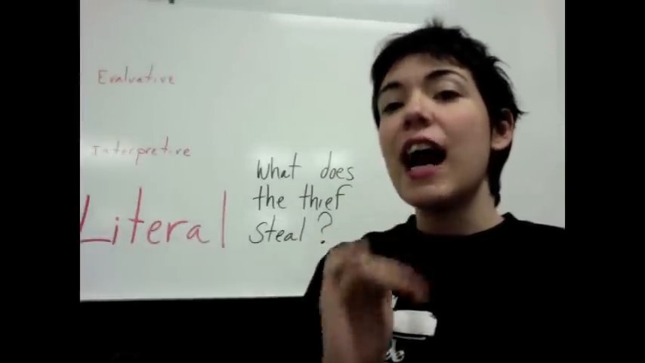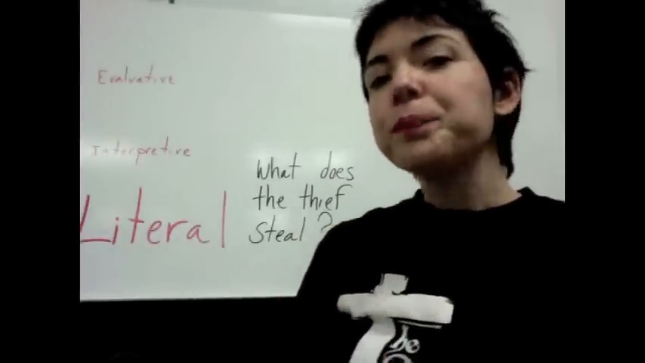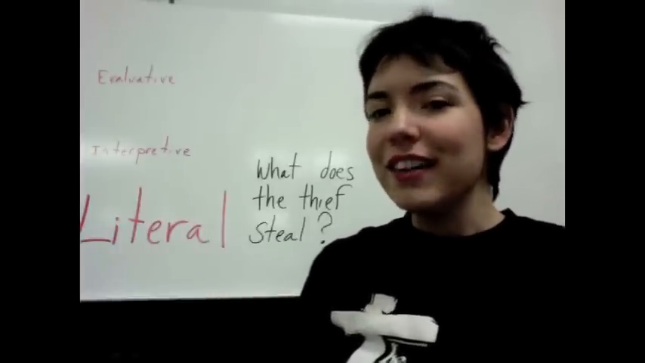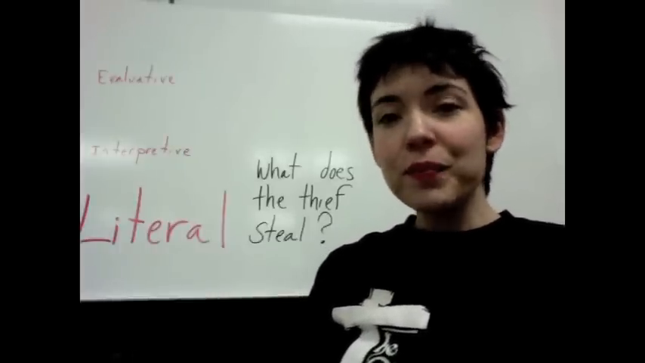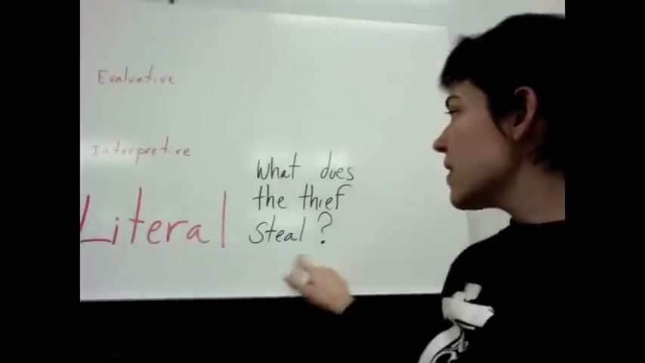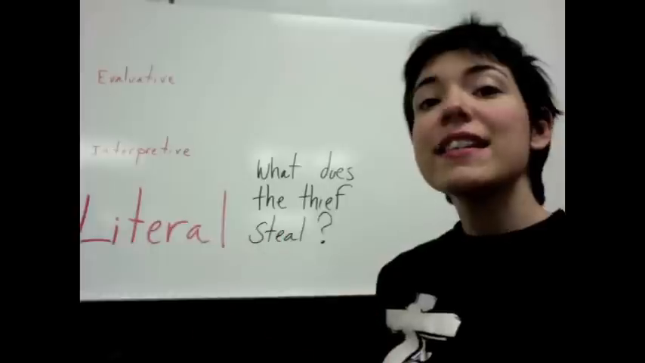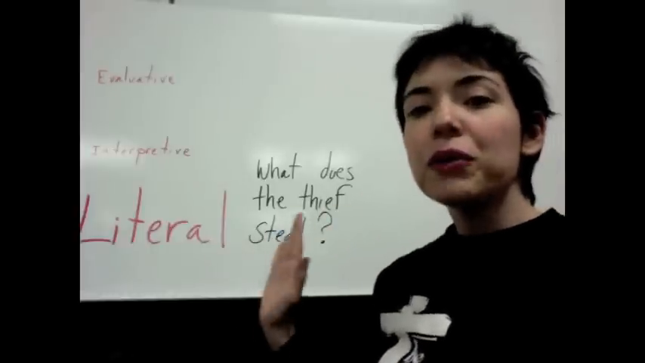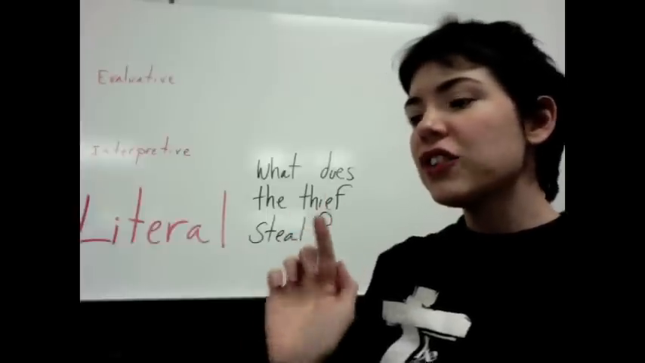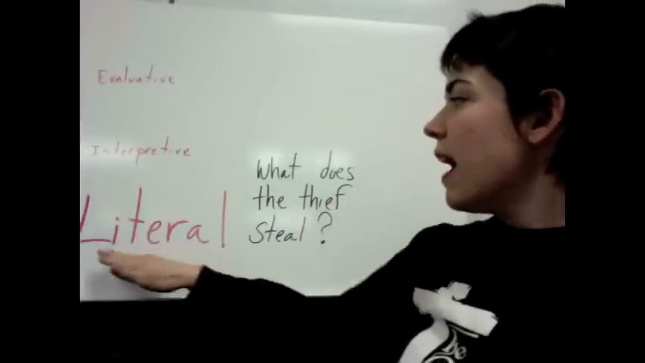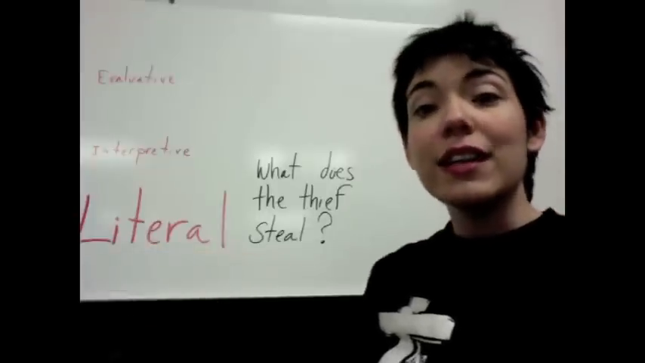What is happening? For example, in the poem, which this video assumes you have read, Girl Writing a Letter, this is a literal level question. What does the thief steal? That is merely a detail. You could actually physically put your finger on the answer, and that is what the literal level entails.